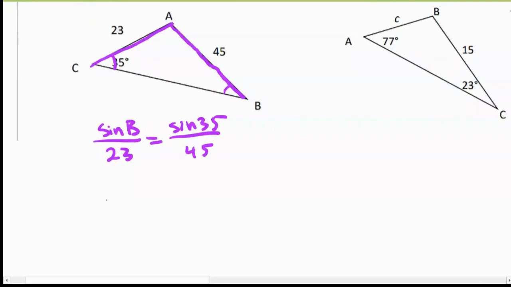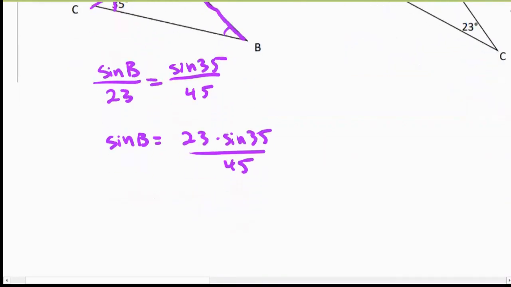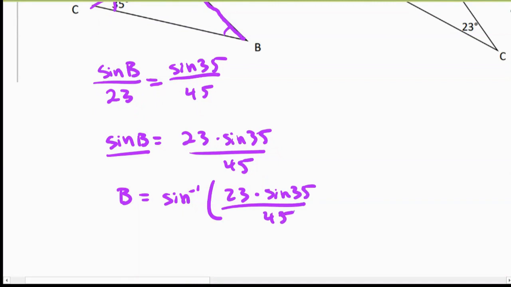So I'm going to multiply 23 by both sides, which gives me 23 times sine of 35 over 45. And then again, to get rid of a sine here, I'm going to take the inverse sine of both sides. So sine^-1 of 23 times sine of 35 over 45. And now I'm just going to plug that into my calculator. So inverse sine of 23 times sine of 35 divided by 45, which gives me my angle of about 17.05.